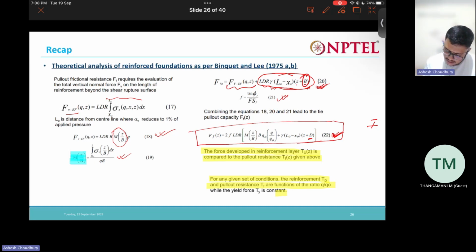Let us just confirm this once. What is this D? As far as I know, this D should be nothing but the depth of the foundation. Just confirm this once. Yeah, I think it should be Z plus D. Give me a second, I will just check that if I can get this paper.